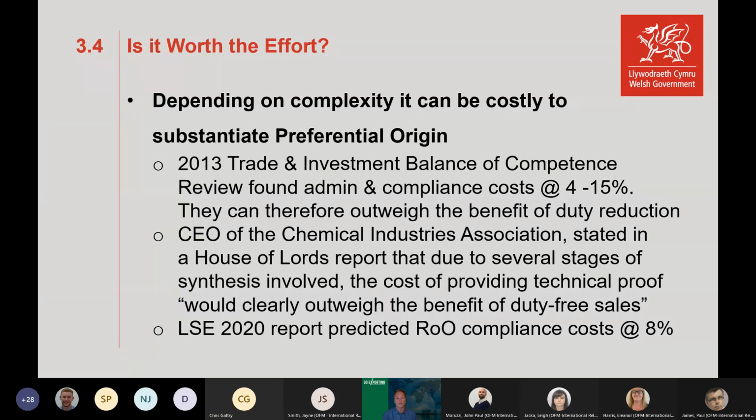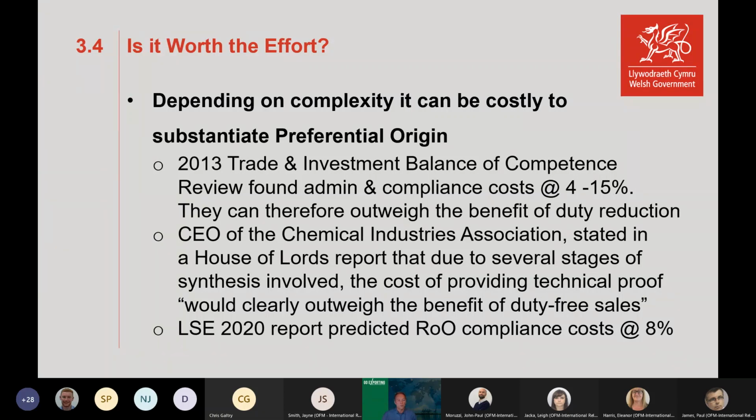For example, the CEO of the Chemical Industries Association stated in a House of Lords report that because of the several stages of the production process and the synthesis involved, the costs of providing technical proof would outweigh the benefit of duty-free sales in their particular case. Of course, that depends on what the WTO rates are that you're comparing it to. If the WTO rate is only 2% and it's going to cost you 4 to 5% to work out and hold the information and the compliance costs, then obviously there's a discussion to be had as to whether that's worthwhile. But on the other hand, if the WTO rate is 37%, then in most cases it's going to be worthwhile to claim preferential duty, preferential origin.